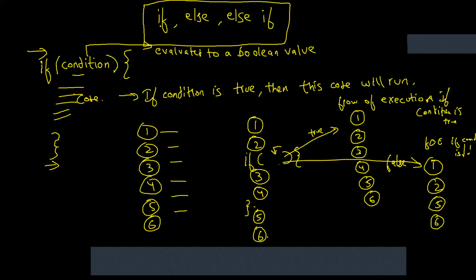But for syntax, let me tell the syntax. So this is the syntax of this. There will be if, you will be putting a condition, and then you will be putting curly braces. Okay. So if it is false, this thing will be executed.